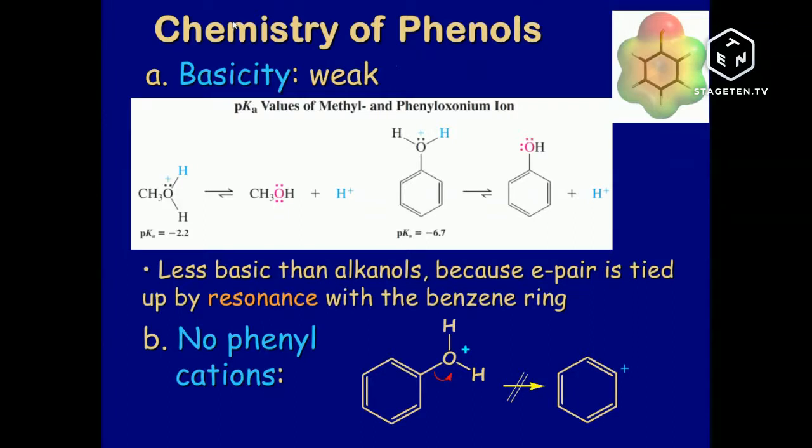Chemistry of phenols. Basicity of phenols is weak. pKa values of methyl and phenyloxonium ions are around minus 2.2. So that means they are weak bases, okay, because they want to lose that proton. Actually, the protonated versions of phenols are strong acids, because phenol is stable. Phenol doesn't want to lose or gain hydrogens, meaning that the phenoxide is a strong base and the protonated phenol is a strong acid.